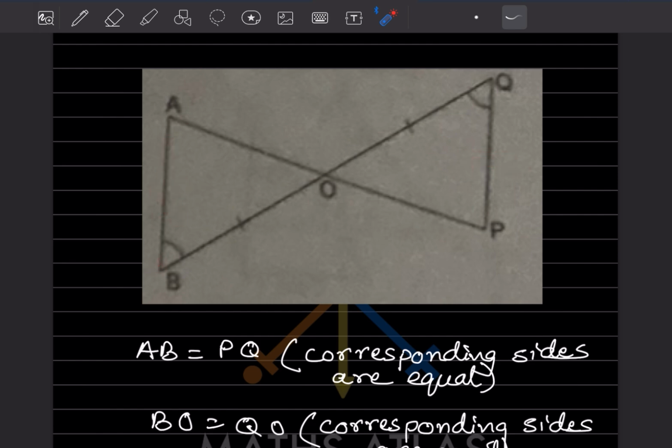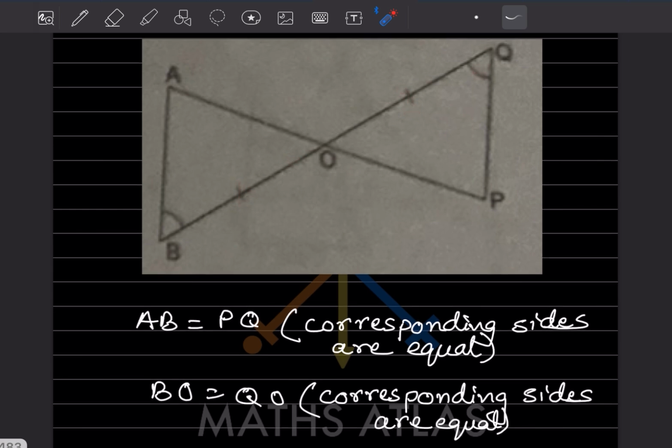So why is that so? Because these are the sides. So there we can say corresponding, because these are the corresponding sides are equal. Then they have given this is equal to this, that BO is equal to QO. So corresponding sides are equal. You have to write the reason for that.